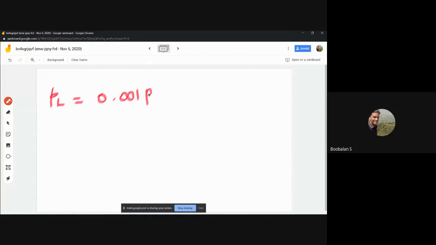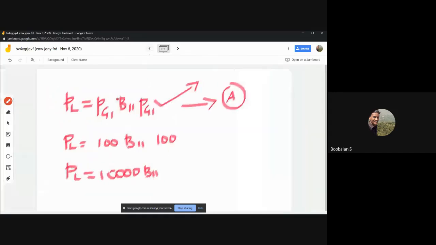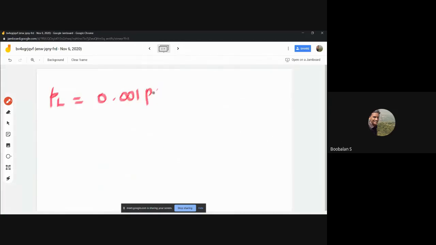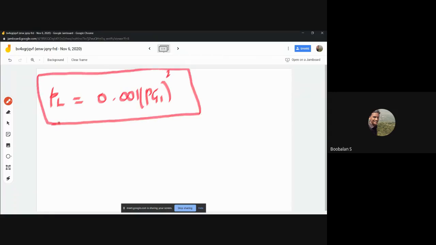0.001. PG1 is now twice, so 2 times will be there. So PG will be considered as PG suffix 1 the whole square, right? This is my whole transmission loss for this system. So once again I'm just going to write it.